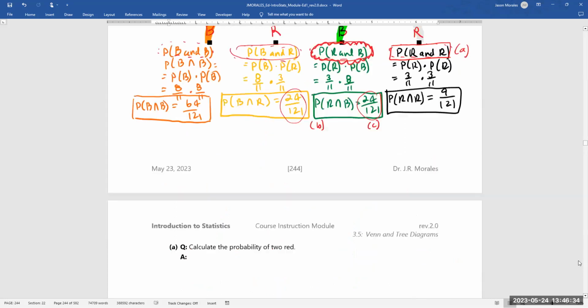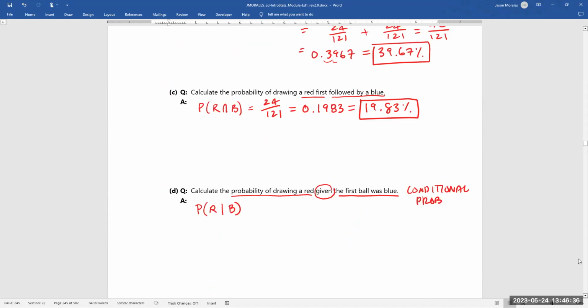So we can come back to our problem. So the probability of red given that blue has occurred first is going to be 3 out of 11, rounded to 4 decimal places. That's 0.2727, which is 27.27%.